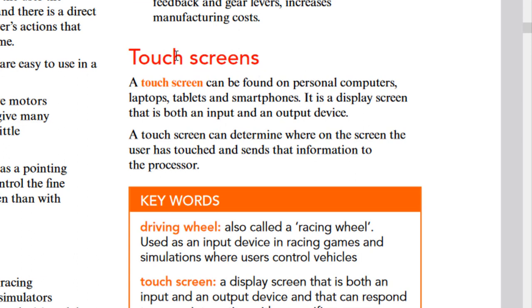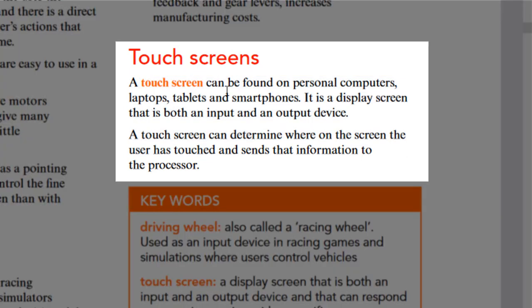Moving on from driving wheels to touch screens, which is something that we use every day. A touchscreen can be found on personal computers, laptops, tablets, smartphones. It is a display screen that is both an input and output device. A touchscreen can determine where on the screen the user has touched and sends that information to the processor.